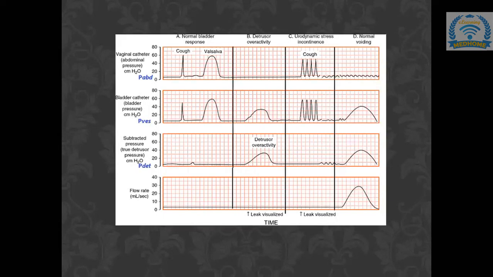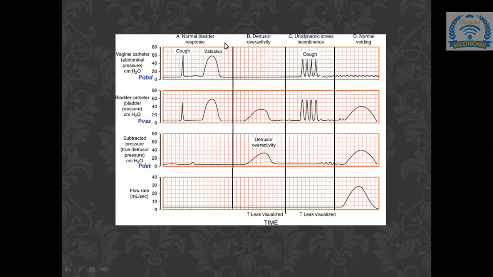Let's move ahead. Now these are the graphs that we need to study. First of all, we are going to study the normal response. Whenever this graph is there, you need to see this P abdominal. This is the pressure of the abdomen. This is the pressure of the vesicle, that is the bladder pressure, in which the bladder catheter has been inserted. Now this is the detrusor muscle pressure. And this is the flow rate. And in the flow rate, you're going to see the curve as bell-shaped.